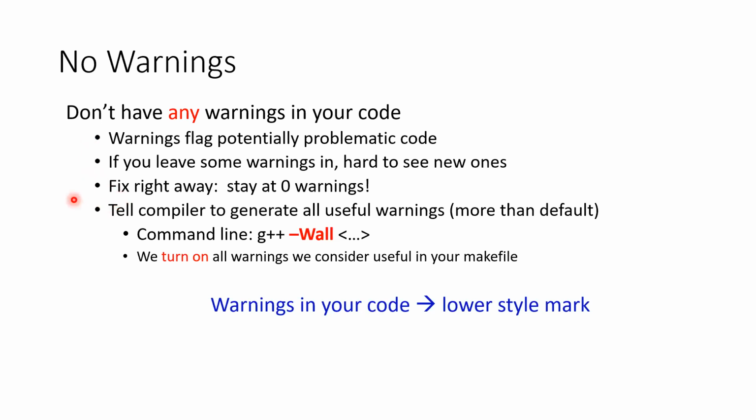Stay at 0 warnings. The compile flag that tells the compiler to generate all warnings is -Wall. This means all warnings, and in our makefile we turn on all of the warnings. So you don't need to do anything to turn them on, but just try to stay at no warnings. And this is also a source of mark deduction.